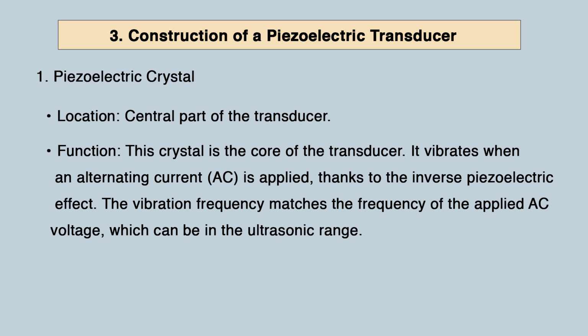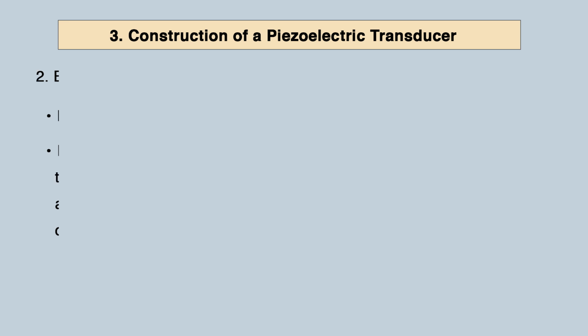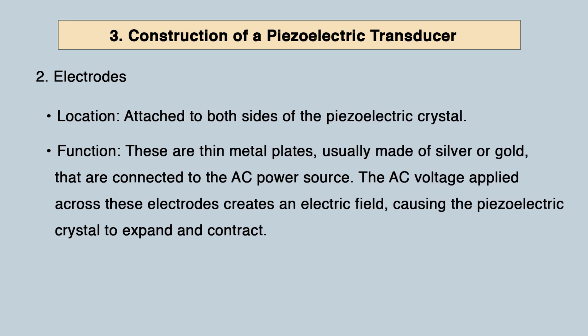This crystal is the core of the transducer and vibrates when the alternating current is applied. Thanks to the inverse piezoelectric effect, the vibration frequency matches the frequency of the applied AC voltage, which can be in the ultrasonic range. Electrodes are attached to both sides of the piezoelectric crystal. These are thin metal plates, usually made of silver or gold. They are connected to the AC power source. The AC voltage applied across these electrodes creates an electric field, causing the piezoelectric crystal to expand and contract.